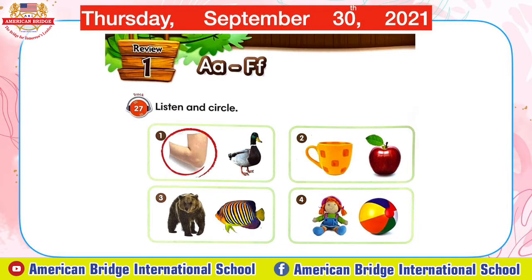Review 1. Track 27. Listen and circle. 1. E. 2. K. K. 3. F. F. 4. D. D.